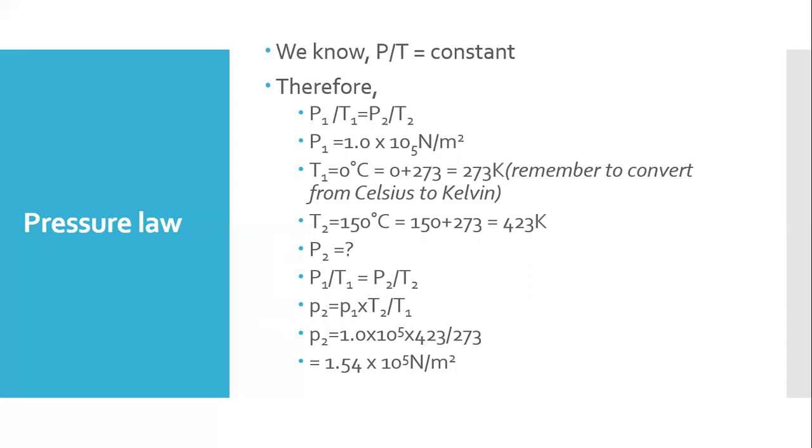Now P2, that is the other pressure, we are not given, so we have to find it. From the pressure law, P1 over T1 equals P2 over T2, we make P2 the subject, so we go to P1 times T2 over T1. Now we substitute the values, so P2 will be equal to 1 times 10 raised to 5 times 423 over 273. That gives our answer 1.54 times 10 raised to 5 Newton per meter square. So that's the pressure P2.